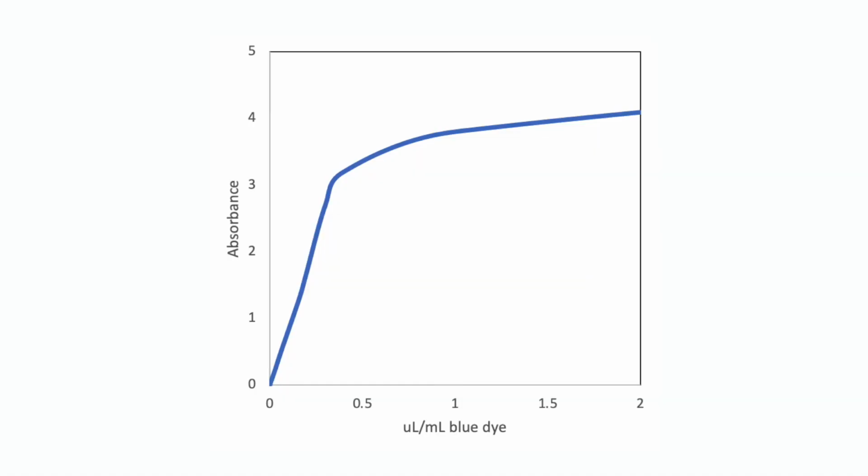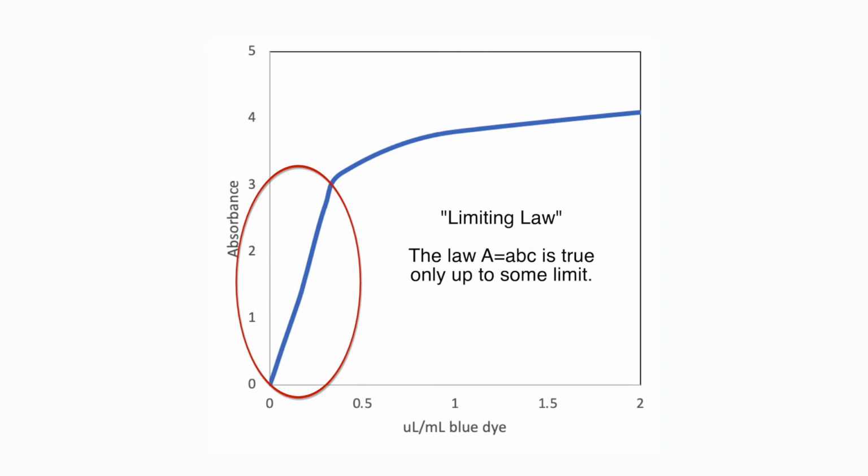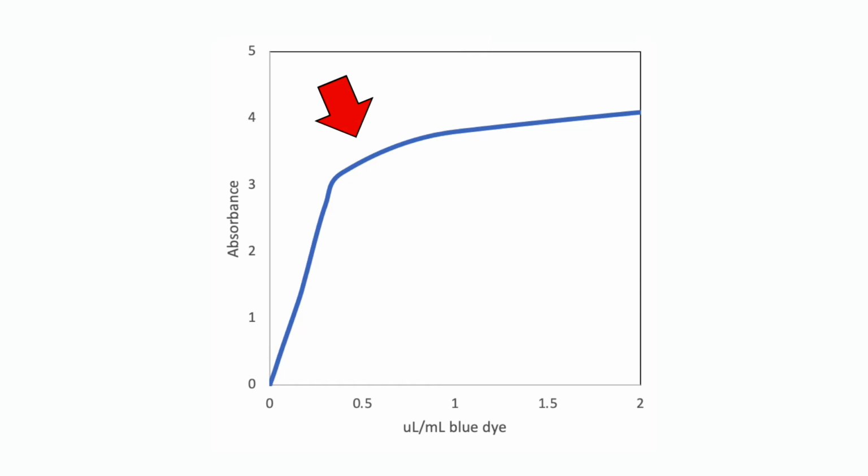If I plotted my data, the plot isn't actually a straight line. Beer's law is what we would call a limiting law, which means that the equation A equals ABC is only true up to some point. It's only true for dilute solutions. The line starts curving at high concentrations. I'm aiming for absorbance readings around 1 and below.